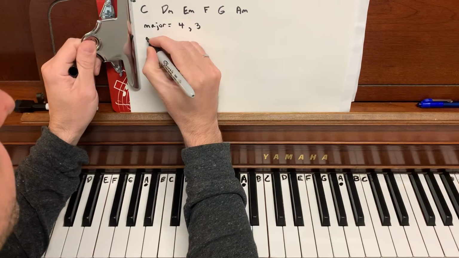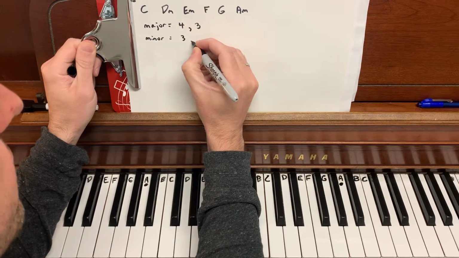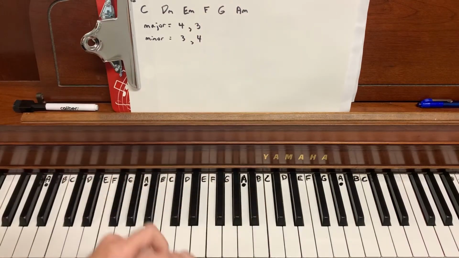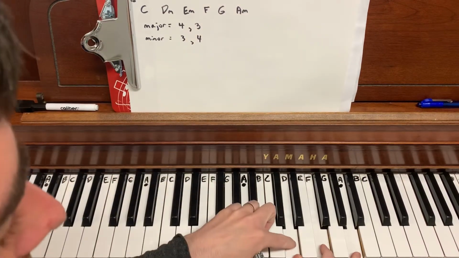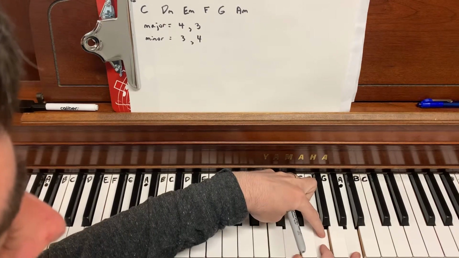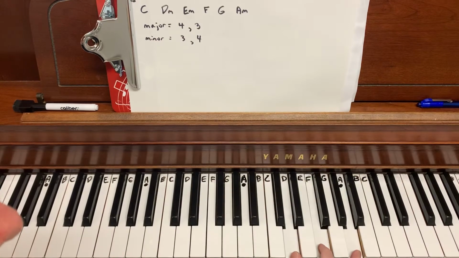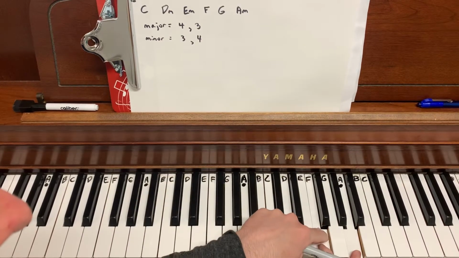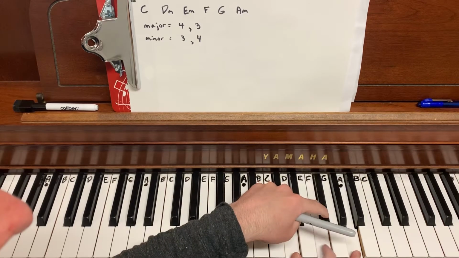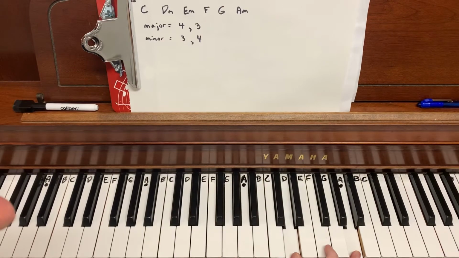Now for minor, it's going to be 3 and then 4. So for D minor, notice that from D, 1, 2, 3 gives us our third, and then 1, 2, 3, 4 gives us our fifth. Now to make D minor into D major, all we have to do is take the middle note and move it up a half step. Up means to the right in piano, down means to the left, right?